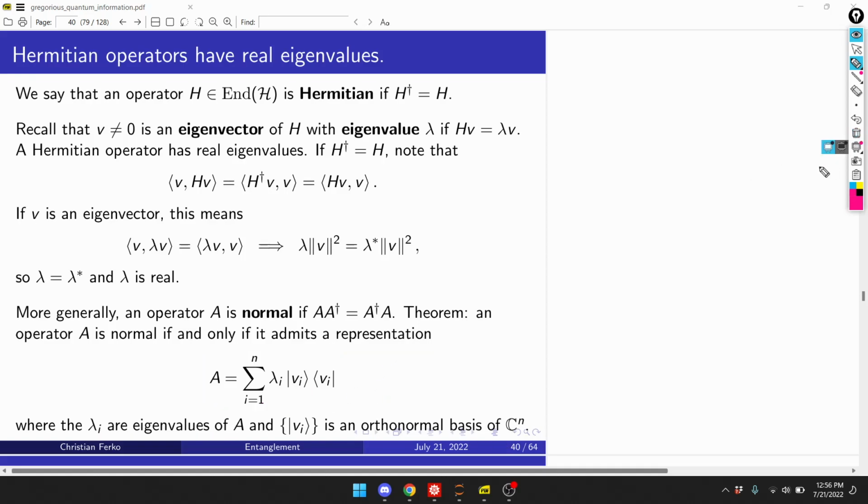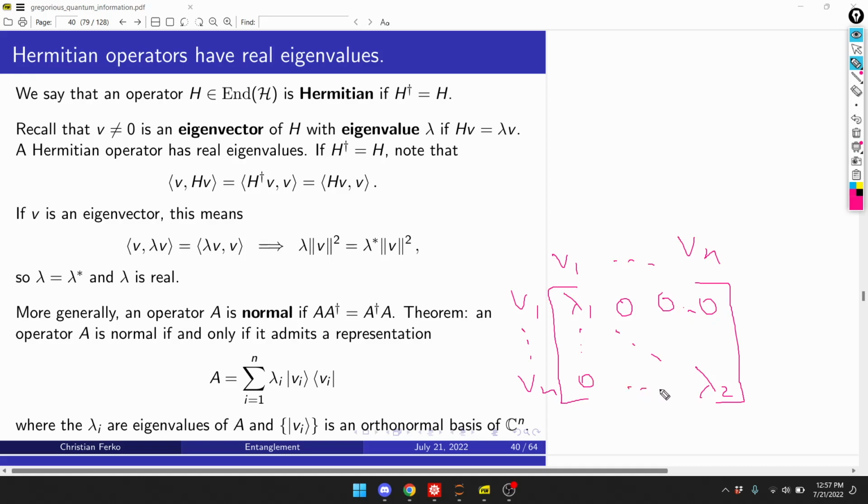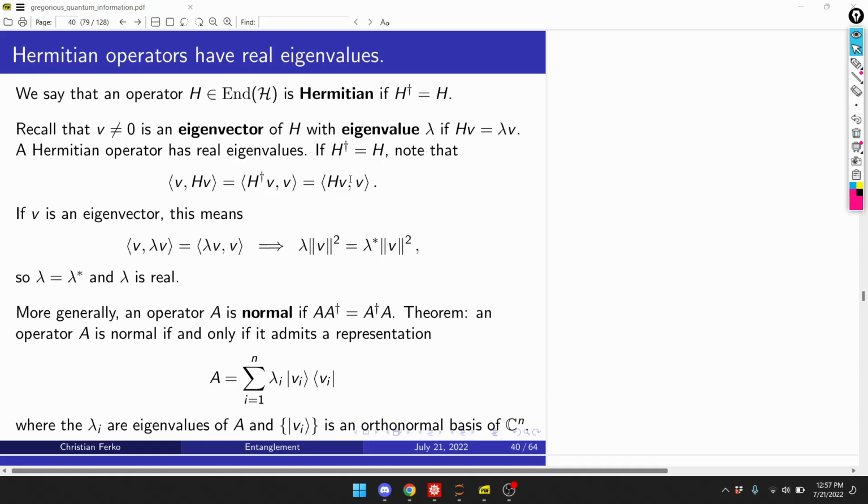So what does that mean? Well, that means if I write this operator in the v_i basis, it is diagonal. So v1 up to vn, v1 up to vn. In that basis, this matrix is diagonal. All other entries are 0. So said differently, a matrix is normal if and only if there exists an orthonormal basis of C^n with the property that the operator is diagonal in that basis. And since all Hermitian operators are normal, every Hermitian operator can be diagonalized in this way.